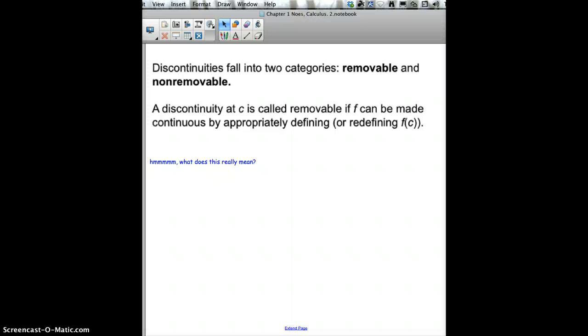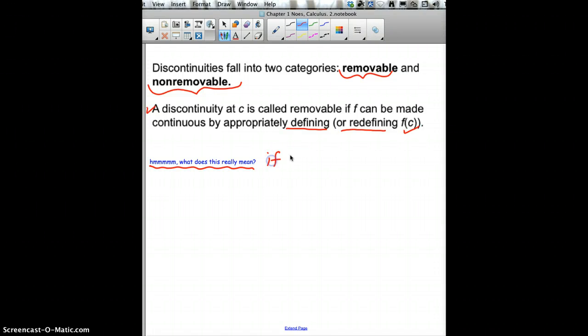So when we do have discontinuities, we put them into 2 categories. This isn't as important as that definition, but we'll cover it. We have what we call removable discontinuities and non-removable discontinuities. Here's the book's definition. It says a discontinuity at c is called removable if I can make it continuous by just defining or redefining a single value. And what does that mean outside of that formal notation? Really what it means is, it is called removable if you can fill the hole.